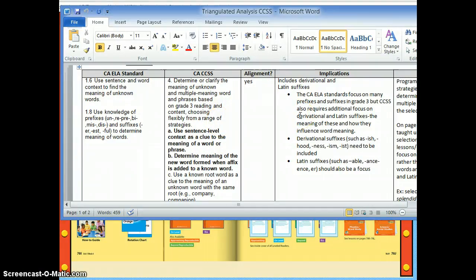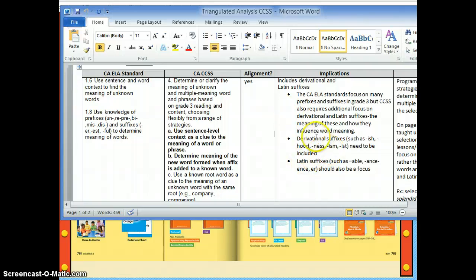So one of the things on the crosswalk document is that they say it includes derivational and Latin suffixes, the new standard, right? So our old standard doesn't necessarily cover those specifically, and so I wrote that under my implications piece. I wrote the California English Language Arts Standards focus on many prefixes and suffixes in grade 3, but in the Common Core, it really requires this additional focus on specifically derivational and Latin suffixes, the meaning of these, and then how they influence word meaning.